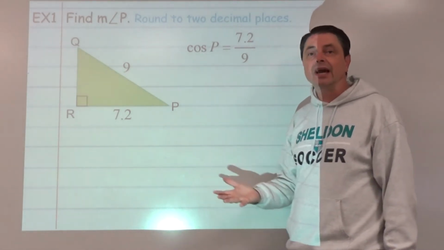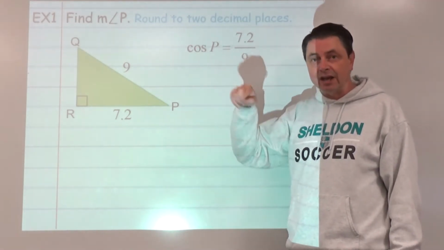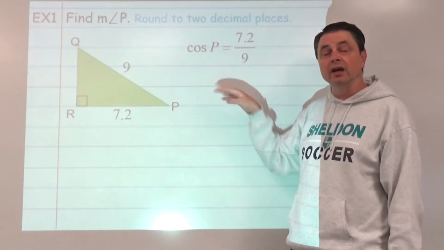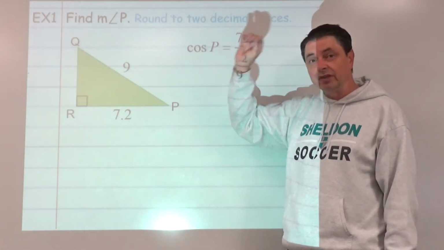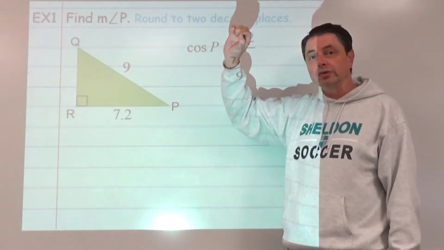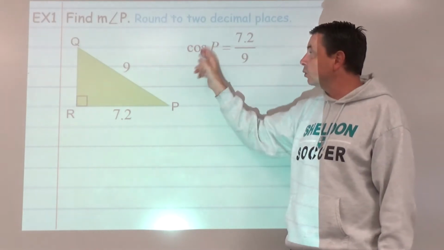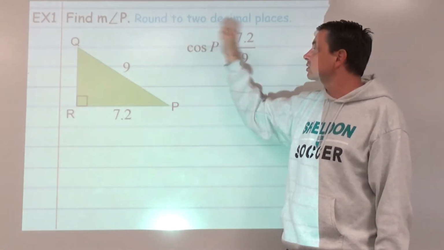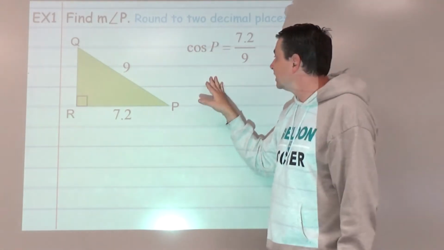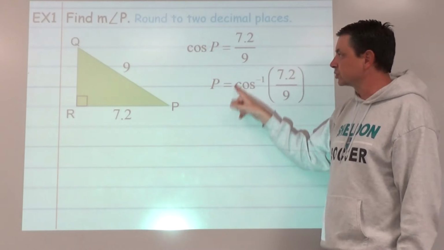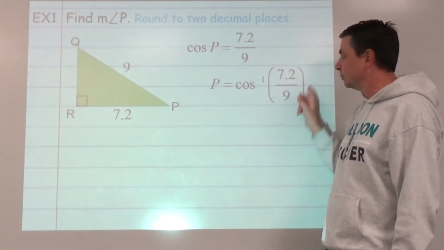Well, we know what inverse function notation looks like: it looks like an exponent of -1 on f of x. If you look at your calculator, right above the cosine button, it'll say cosine -1. That's the inverse function. That's the one that we want. If we do inverse cosine to both sides, we're going to get P by itself. P is equal to inverse cosine, which is going to undo the cosine, of 7.2 divided by 9.